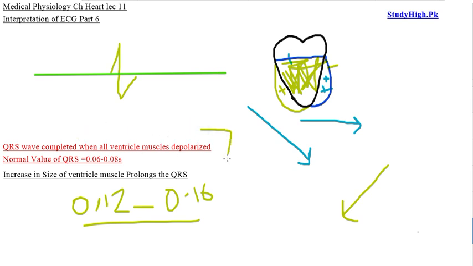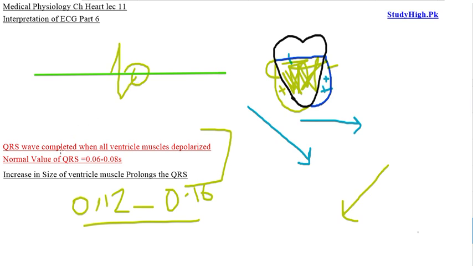First, these three important concepts you must know if you want to understand today's lecture. The QRS wave is completed when all ventricle muscles are depolarized. This is the necessary condition. If any small part of the ventricle remains polarized, the QRS wave will continue to form. When all the ventricle muscles depolarize, then our QRS will touch the zero horizontal line. When it touches the zero line, it means that our QRS complex has been completed.